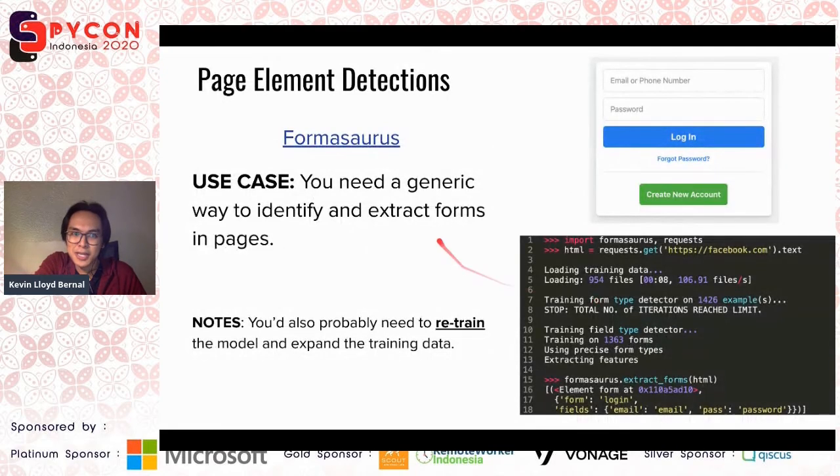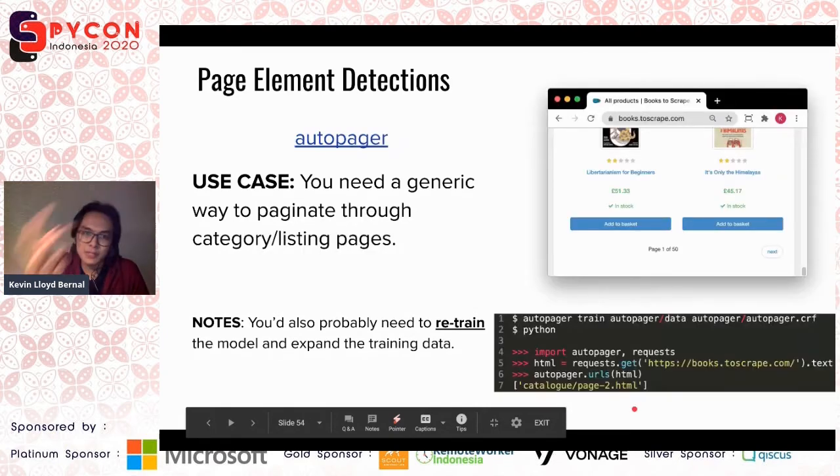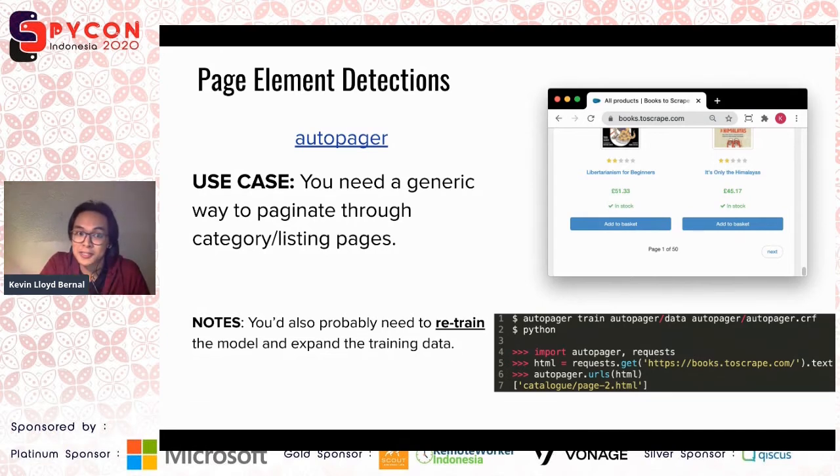The first one is page element detection for Masaurus. So if you actually want to detect forms available inside a given web page, say Facebook, it's able to do that. As you can see here, it's able to determine that it's a login form with email and password fields. Next one is AutoPager, where you need a generic way without writing any parsers.